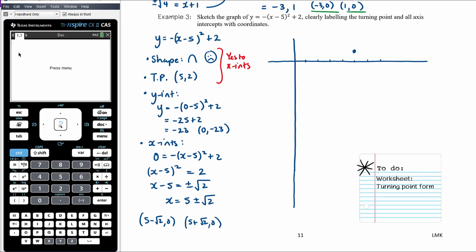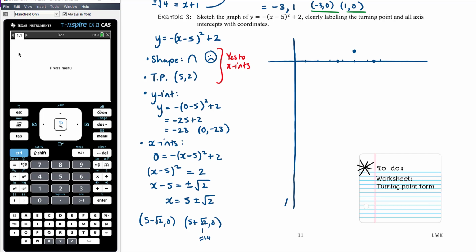Again, we don't need to be perfectly precise here, but given that I just drew a scale on the x-axis, I do need to think a bit about where to put 5 plus the square root of 2. Square root of 2 is about 1.4, so it's going to be about 6.4. It's going to cross somewhere here, and then 5 minus 1.4 is about 3.6, so it's going to cross somewhere here. So just get a sense of what's happening.